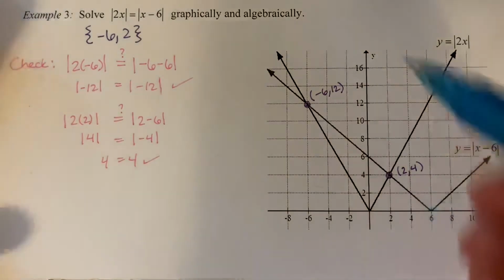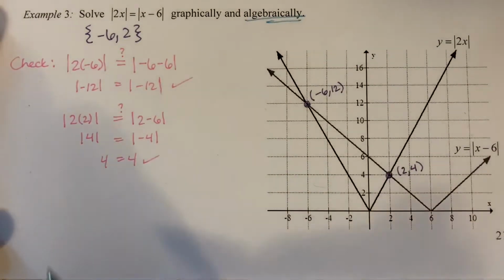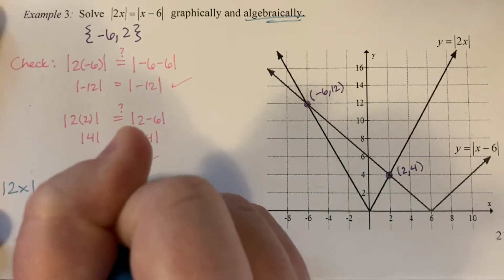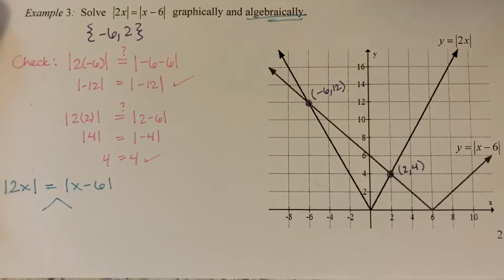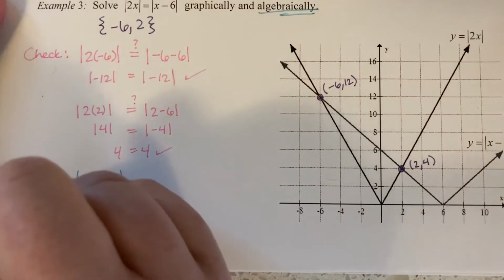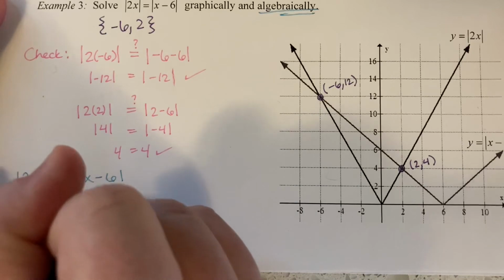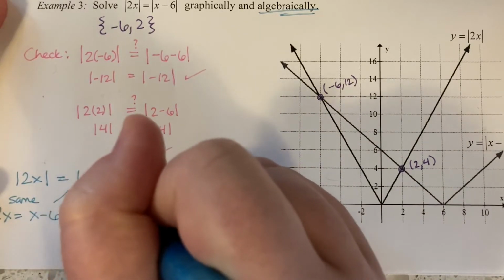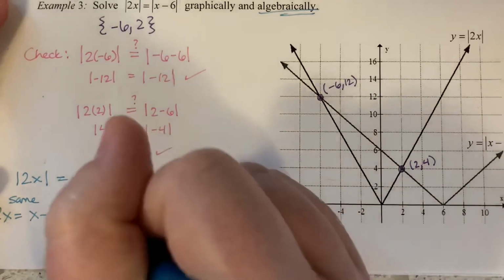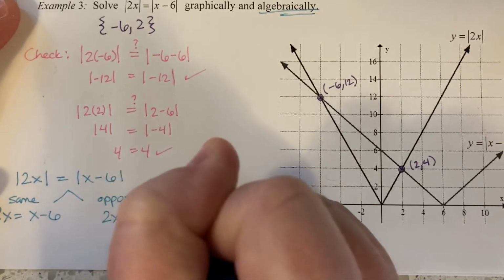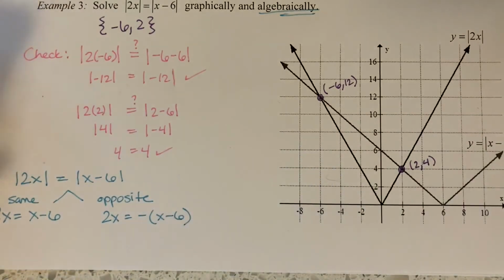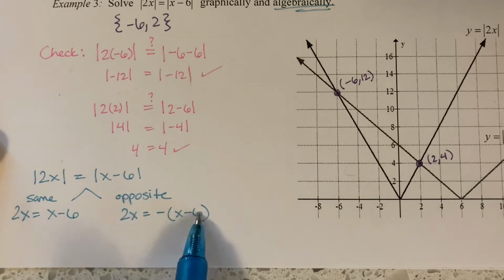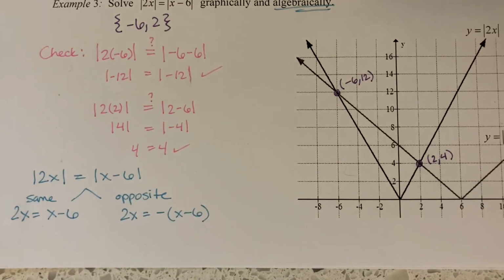Now this one also asks for algebraically, so let's review how to do that. I have absolute value of 2x equals absolute value of x minus 6. We still split up into 2 halves. So I have 2x equals x minus 6, which is the same. Or we need to check that they could be opposites. 2x is negative x minus 6. So it's either that they're the same number or that they're opposite numbers, one positive and one negative.